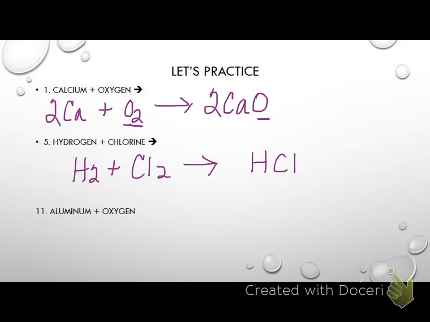And now I need to balance. Okay, I have 2 hydrogen and 2 chlorine, so it's very easy to fix by putting a 2 right here. Okay, so now let's do number 11. I have aluminum plus oxygen.